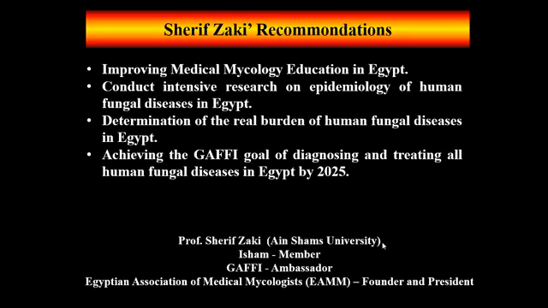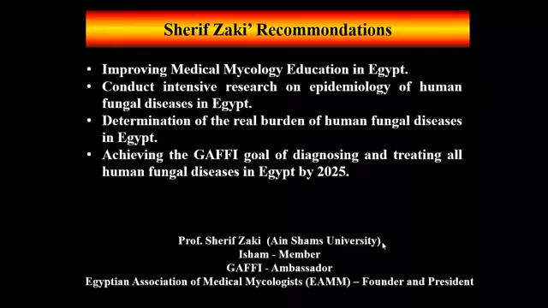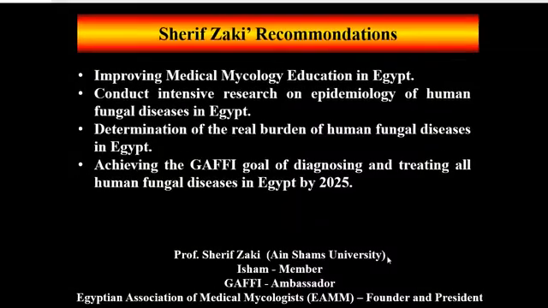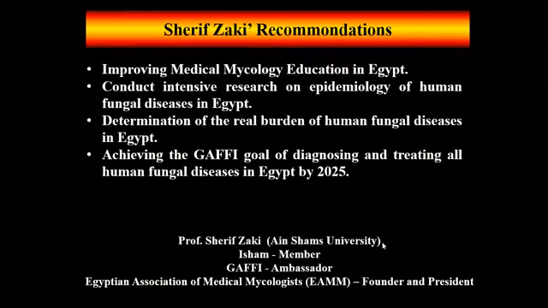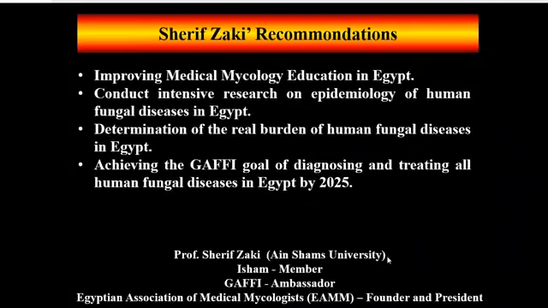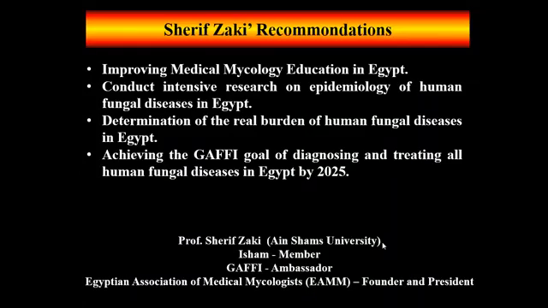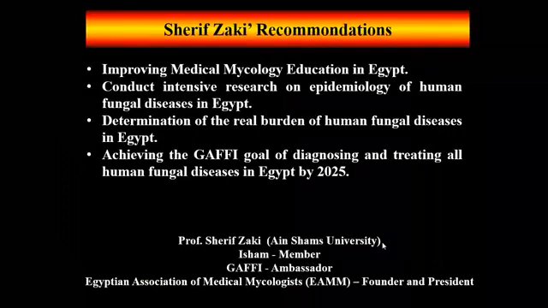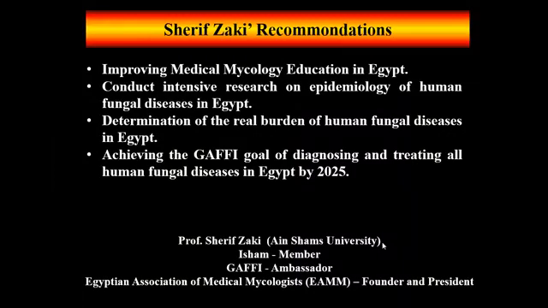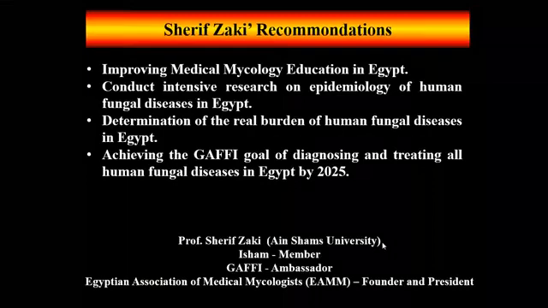We should conduct intensive research on the epidemiology of human fungal diseases in Egypt. We should do that. We have fragmentary data till now. We have very little published data concerning that. Determination of the real burden of human fungal disease in Egypt, which was already started by Sharif in 2017. Achieving the Gavi goal of diagnosing and treating all human fungal disease in Egypt by 2025. It is a big goal for Gavi to diagnose and treat human fungal diseases, not only in Egypt but worldwide, because they need to collect data. They need to put the real solution for all of us.